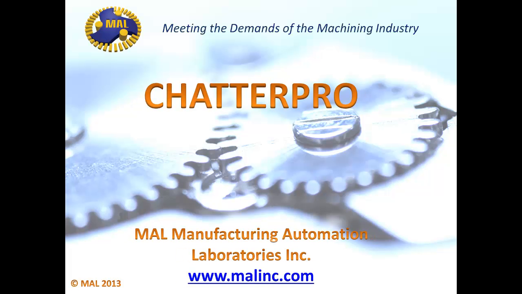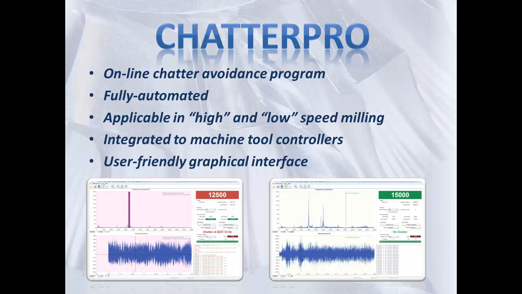MAL introduces a new automated chatter detection and avoidance program called ChatterPro. ChatterPro is a fully automated online chatter detection and avoidance program, and it is fully integrated to CNC systems. It automatically detects chatter, changes the spindle speed in real time, and avoids chatter. It can be used both in low-speed machining of difficult-to-cut materials, as well as high-speed machining of light alloys.